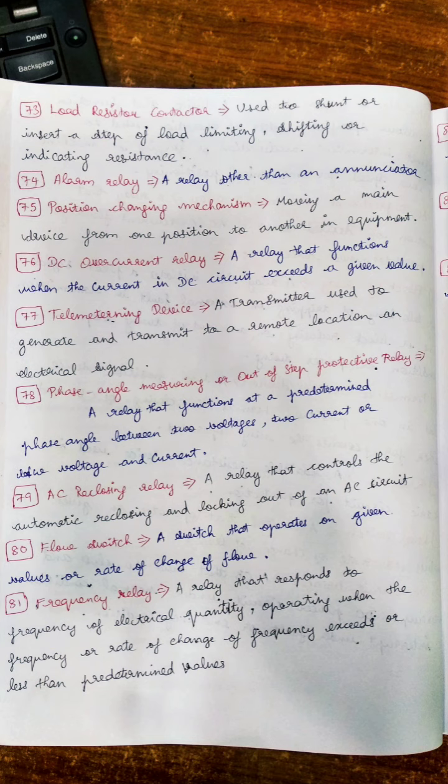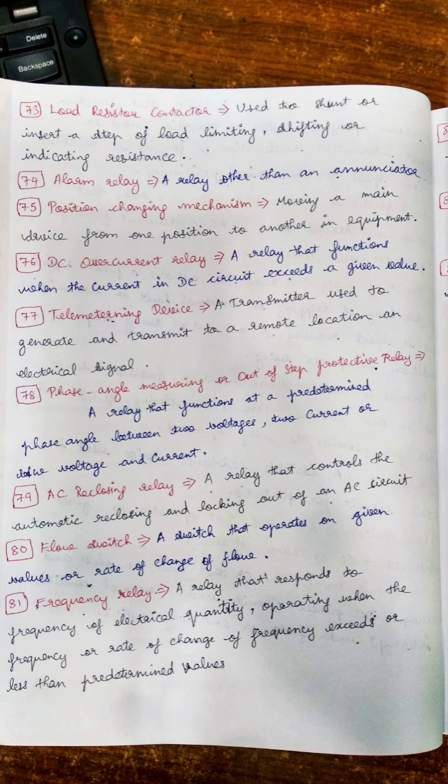Next is 74, alarm relay, a relay other than any annunciator, which means normal auxiliary relays only. Next is 75, position changing mechanism. It is a device for moving the main device from one position to another position. The relay is used for that, at the time the changing happens.